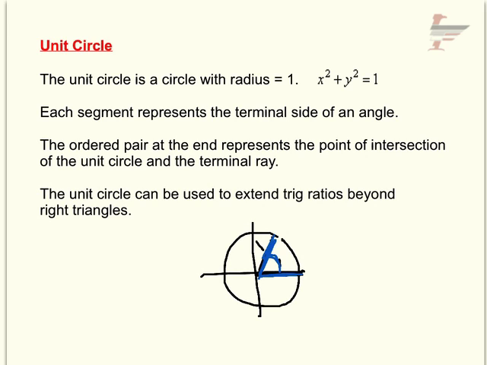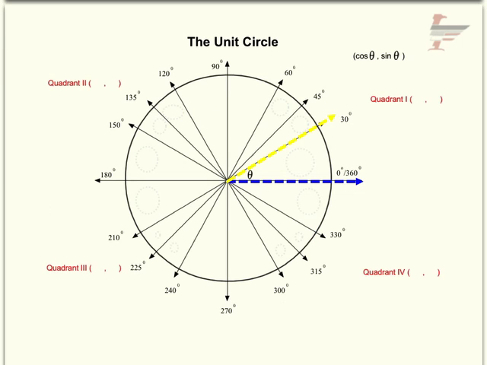The ordered pair at the end represents the point of intersection of the unit circle and the terminal ray. So this point right here, we're going to figure out how to get that point, something comma something. And the unit circle can be used to extend trig ratios beyond right triangles. And this is really most important because that's what you're going to be using it for. So before I dive into the nitty-gritty of the unit circle, I want you to understand where all this is coming from rather than me just telling you how it is.